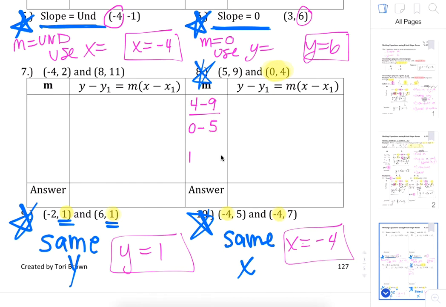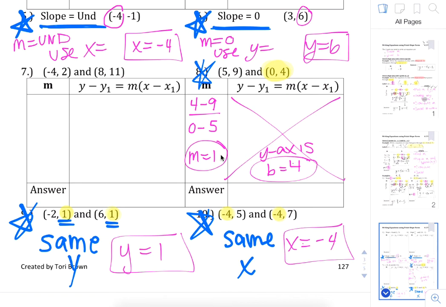When I do this problem, my slope's going to come out to be 1. But right here, I don't have to do any work. That point 0, 4, that's on the y-axis. So that tells me right away that my b is 4. Once I know I have my m and my b, there's no more work. I can go right into my equation. Y equals x, right? Because it's 1x, but I don't write 1. So y equals x plus 4. That's my answer, and that is the end of your note.